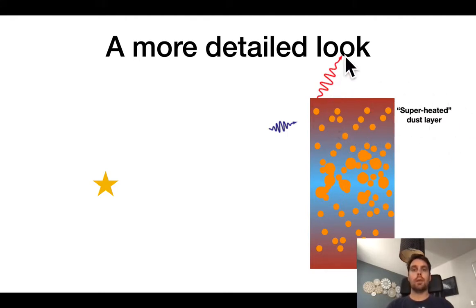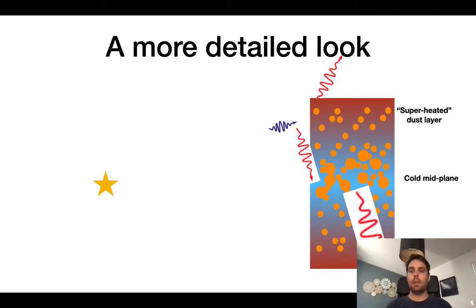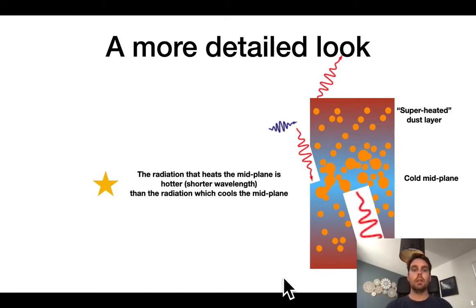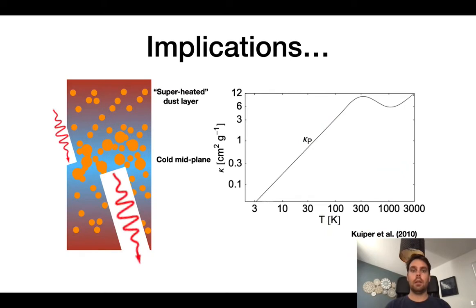But this escaping radiation from the surface layer doesn't just leave the surface of the disk, it also goes down and heats the midplane, where there are plenty of large solid particles that are actually much more efficient emitters. So we actually end up with a cool midplane that cools via even longer wavelength radiation. So the important concept is the radiation that heats the midplane is hotter than the radiation which cools the midplane. So it's not a gray system. We need to include non-gray radiative transfer.